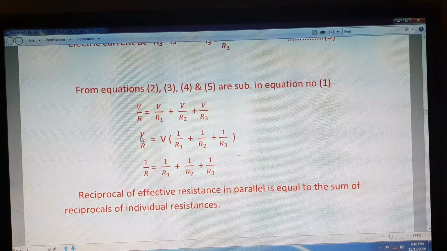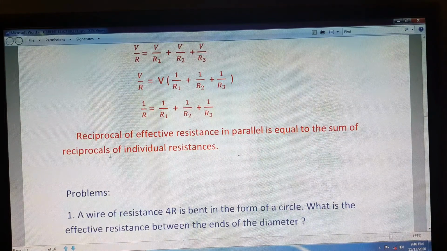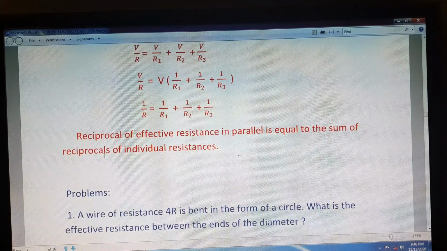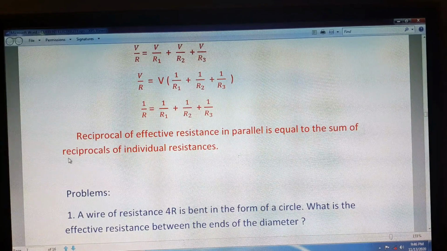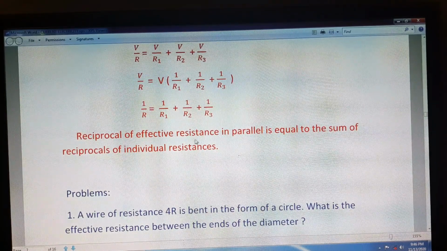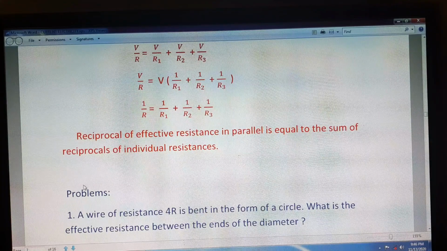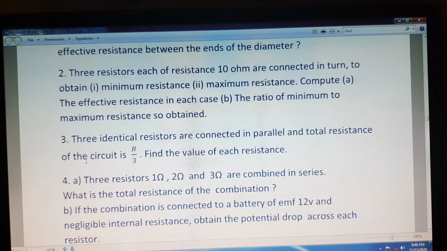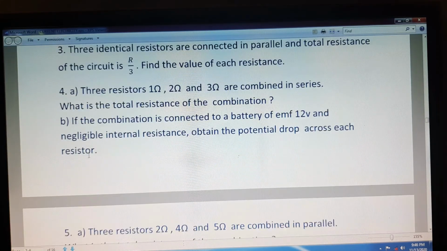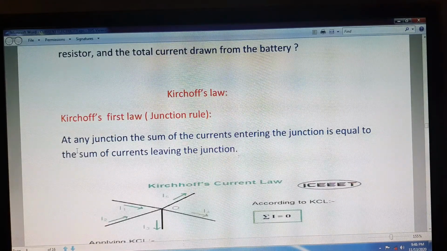So V will be cancelled. So 1 by R is equal to 1 by R1 plus 1 by R2 plus 1 by R3. This is the effective resistance, total resistance, when the three resistors are connected in parallel combination with a voltage source. So the reciprocal of the effective resistance in parallel is equal to the sum of the reciprocals of the individual resistances. So we have to discuss some problems. They belong to series and parallel combinations of resistors. This is the assignment, and the next one is a very important one, Kirchhoff laws.